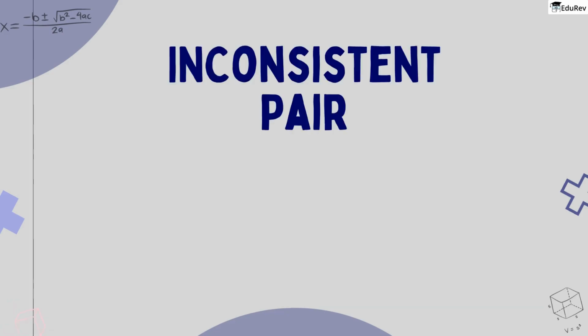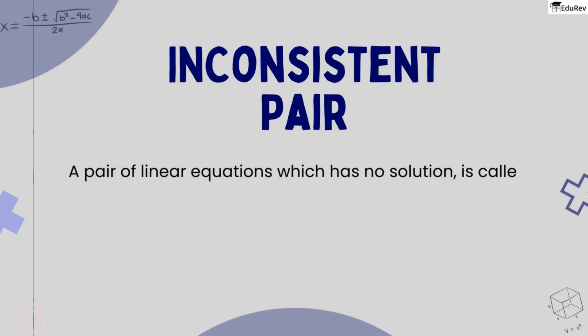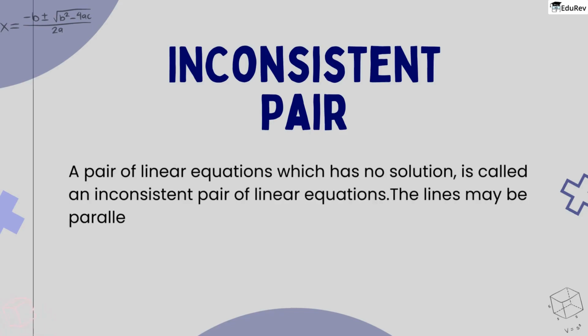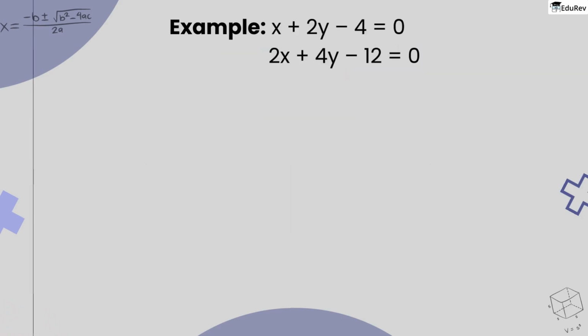Next, we will talk about inconsistent pair of linear equations. A pair of linear equations which has no solution is called an inconsistent pair of linear equations. The lines may be parallel and they do not intersect. For example, consider the equations x plus 2y minus 4 equals 0 and 2x plus 4y minus 12 equals 0.